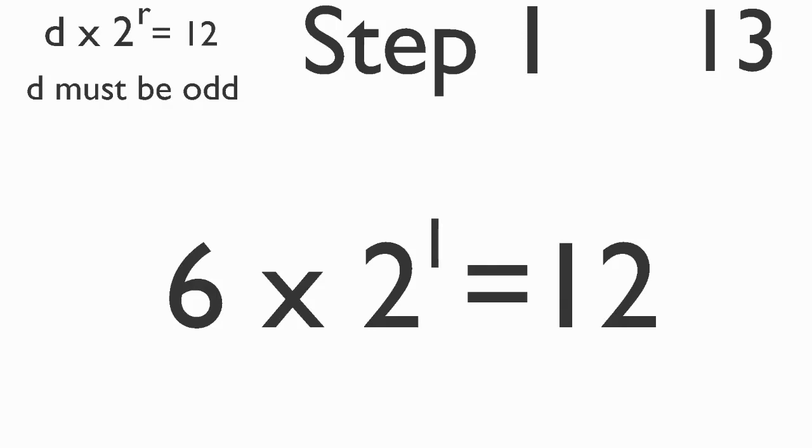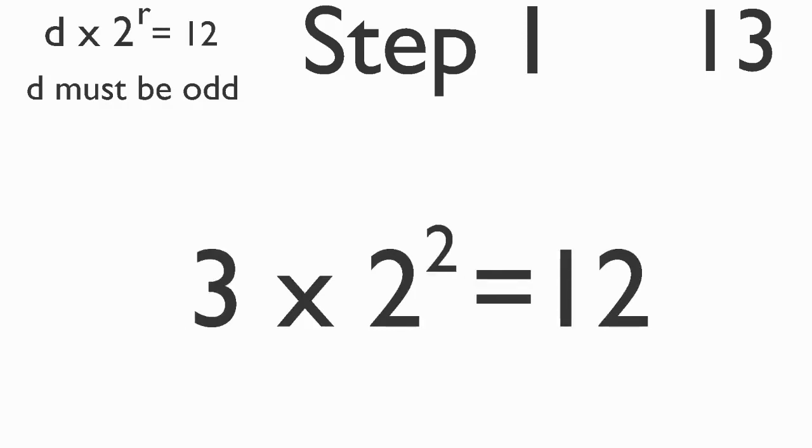Still, our d is not odd, so we're not done. We have to do that again. Divide d by 2 and add 1 to r. So now we have d equals 3 and r equals 2. d times 2 to the power of r will give us 3 times 4, which is 12. And voila! Now d is odd and our formula works.